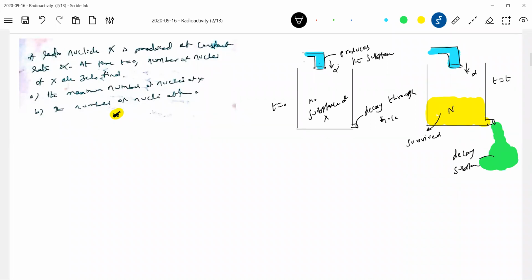So shall we say that the rate of formation, this particular radioactive substance is being formed, survived or formed, rate of production, this is the rate of decay. So what we write here, rate of formation equal to rate of production minus rate of decay. What is the rate of formation? dN by dt. Rate of production, alpha. Then what is the rate of decay? Lambda N.